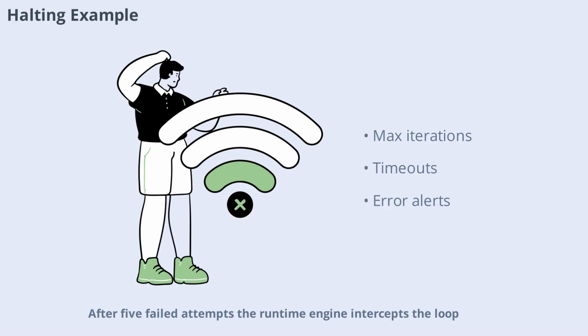After 5 failed attempts, the runtime engine intercepts the loop, alerts the user, and exits. This prevents wasted resources and ensures the system remains responsive, even when faced with unexpected errors.